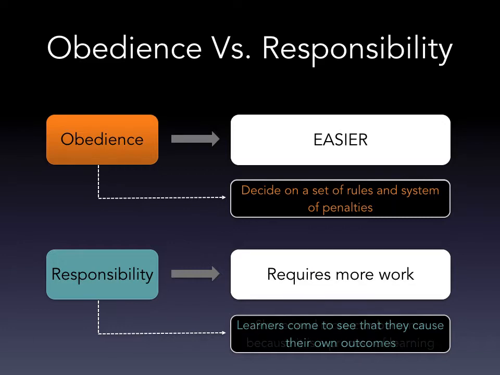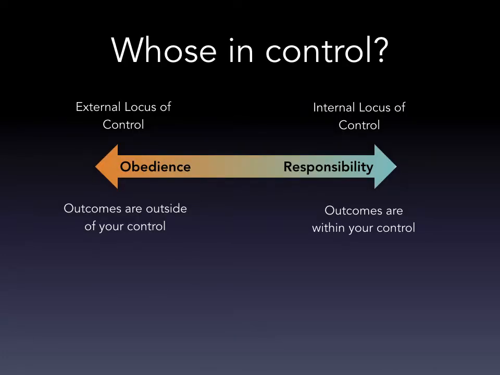It is a slow and cumbersome process, as it involves a process of learning, of guiding and assisting learners to make responsible, thought-out decisions. Now let's look at who is in control. In the obedience model and in the responsibility model, where does the control or the power lie?